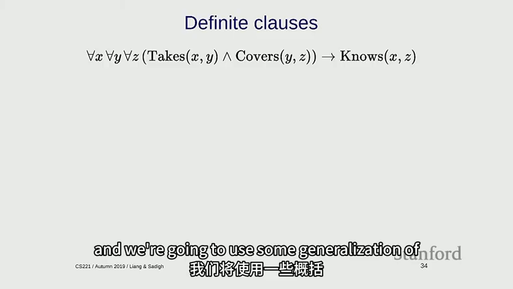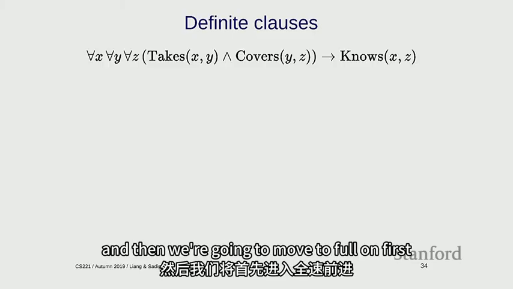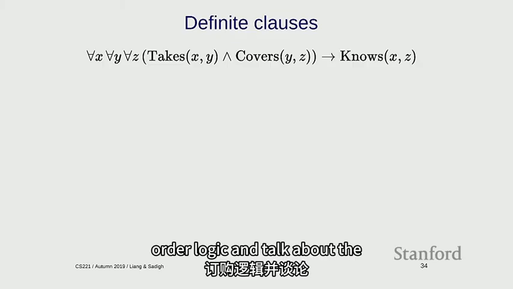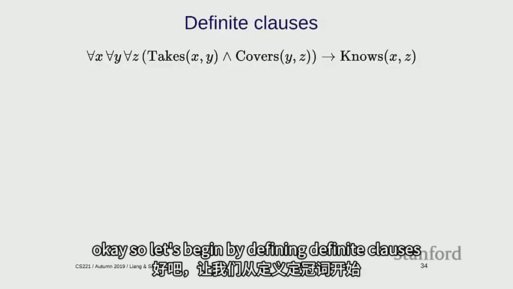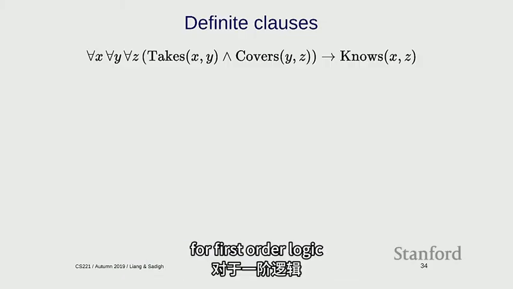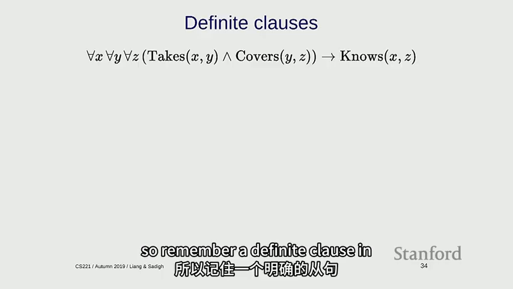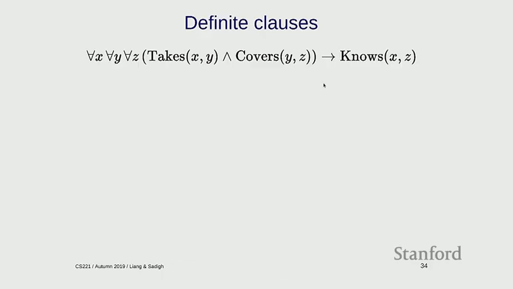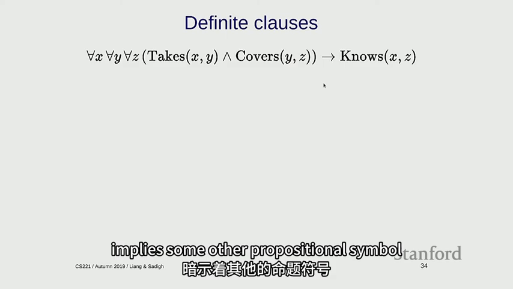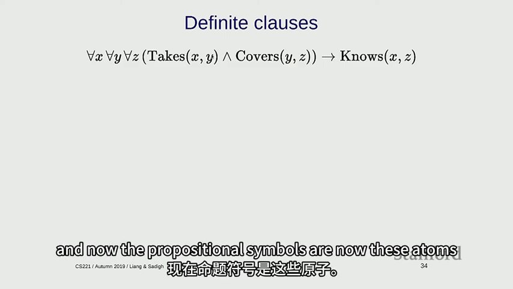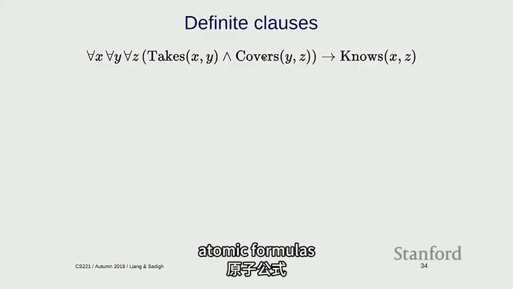And we're going to use some generalization of modus ponens. And then we're going to move to full-on first-order logic and talk about the generalization of resolution. Okay, so let's begin by defining definite clauses for first-order logic. So remember, a definite clause in propositional logic was a conjunction of propositional symbols implies some other propositional symbol. And now the propositional symbols are these atoms, atomic formulas.